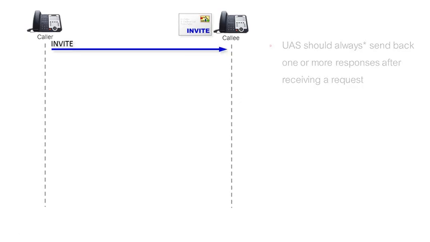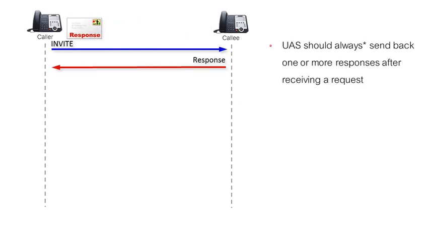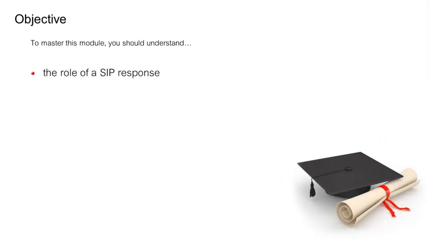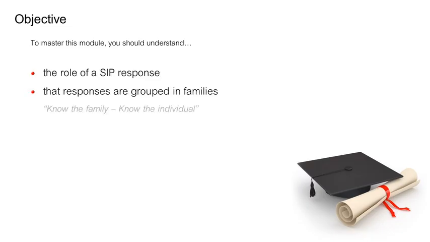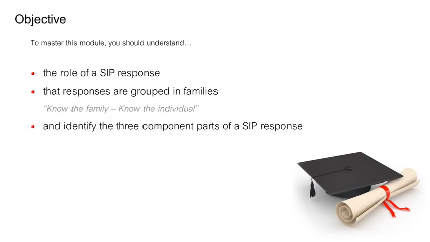After receiving a SIP request, a user agent should always send back one or more SIP responses. Well, almost always. In this module, we'll formally introduce SIP responses. By the time we're done, you should understand the role of a SIP response, that responses are grouped into families, and that knowing the family means knowing the individual, and you should understand and be able to identify the three component parts of a SIP response.